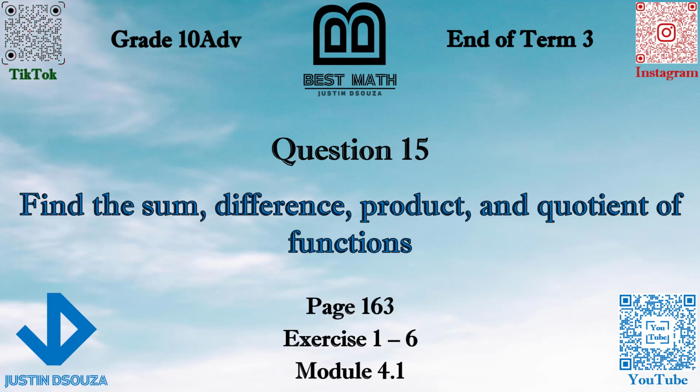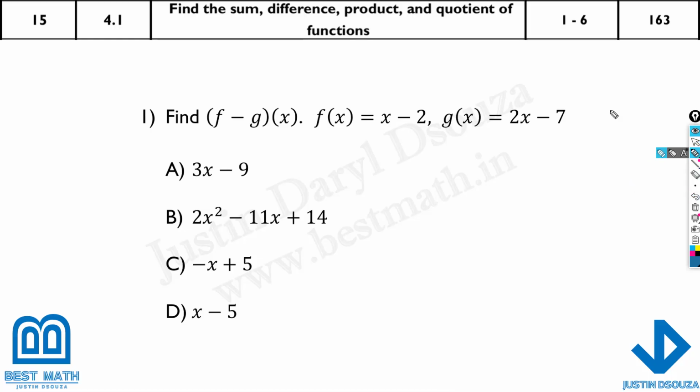In this question, we'll find the sum, difference, product, and the quotients of different functions. Here we have been told to subtract, that is the difference between two functions, and the functions are given: f of x is x minus 2 and g of x is 2x minus 7. So all you need to do is see which is the first function, f of x, write it out, x minus 2, minus the second function, minus, let's open a bracket, 2x minus 7.